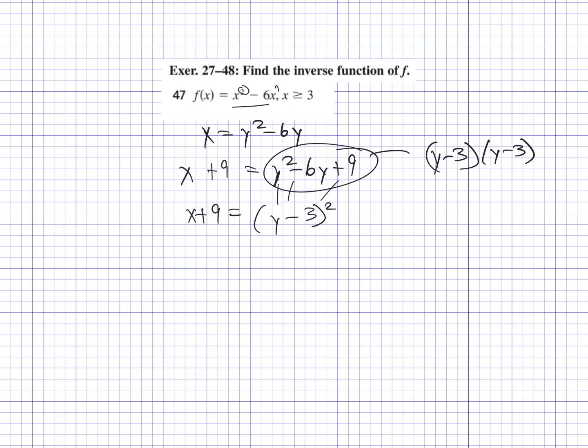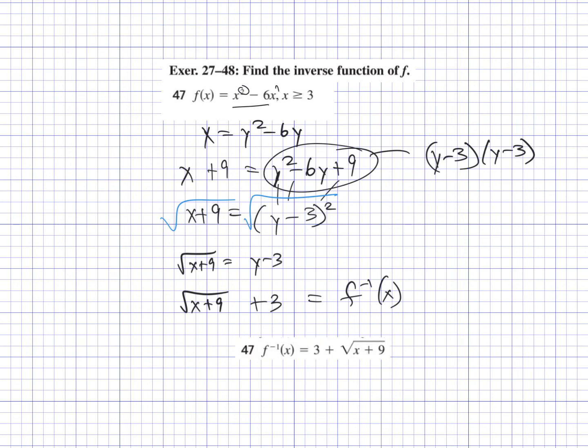And now we have just one variable. How do we get it out of that parentheses? By taking the square root of both sides. So we have the square root of x plus 9 equals y minus 3. Add 3 to it. So the square root of x plus 9 plus 3 on the outside equals your inverse, or y. Okay? All right, so let's see what the answer is. Okay, so you can see that they just put the 3 out in front just so that it didn't look like the square root sign was over the 3.